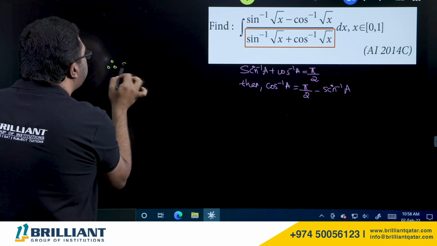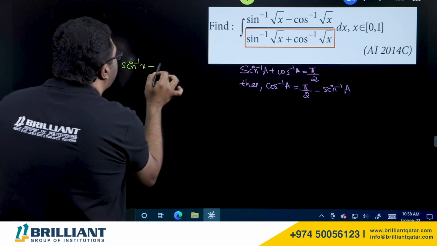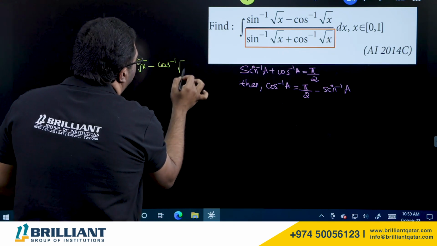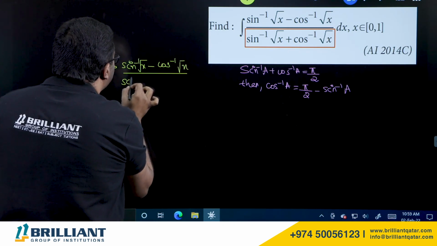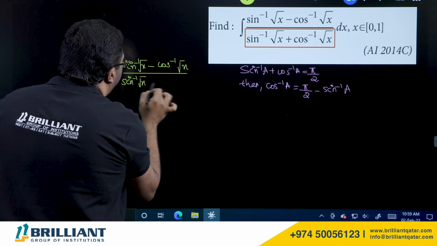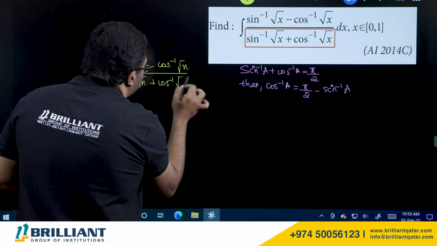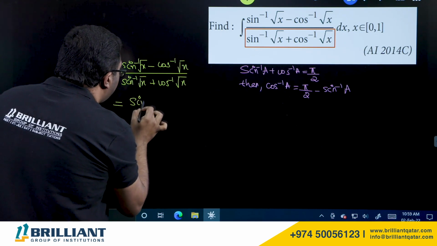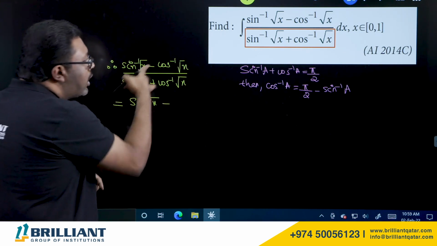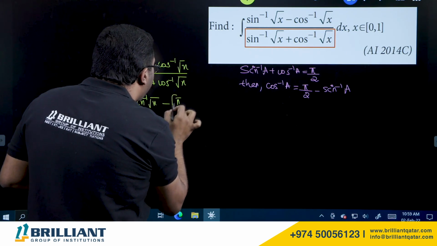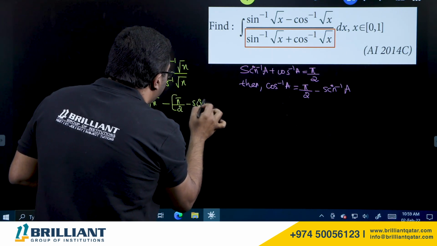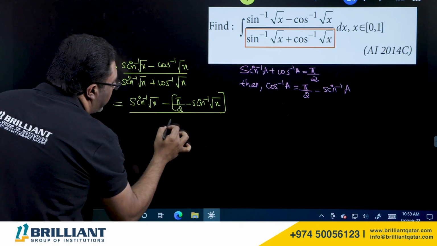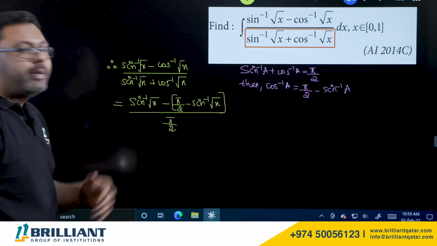Therefore, I'll just consider the expression, my dear students. Sine inverse root x minus cos inverse root x divided by sine inverse root x plus cos inverse root x. Okay, this is my expression. So what is going to be the numerator? Sine inverse root x minus cos inverse root x is going to be sine inverse root x minus pi by 2 minus sine inverse root x, whole divided by pi by 2. This is the expression we have.